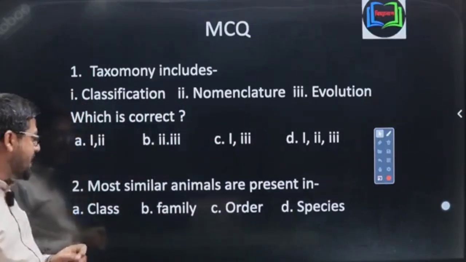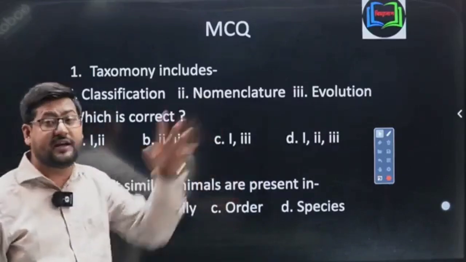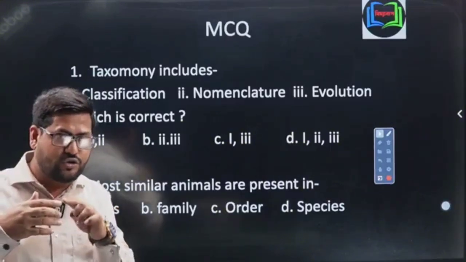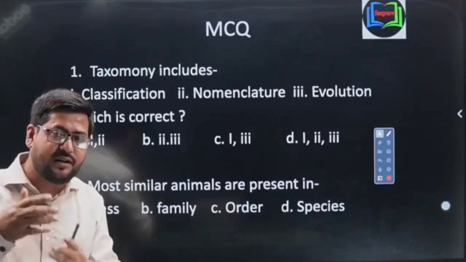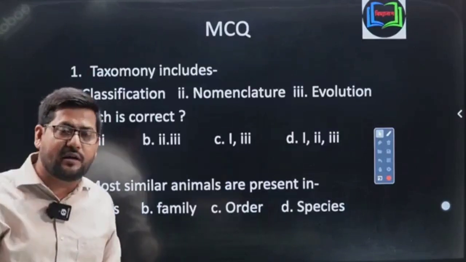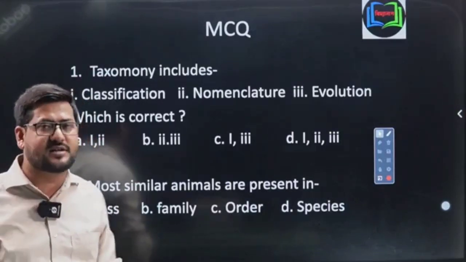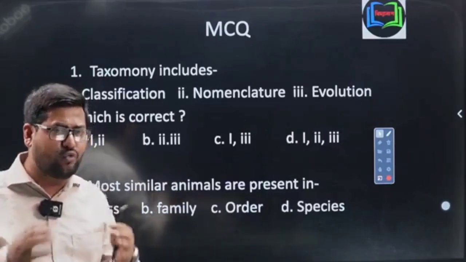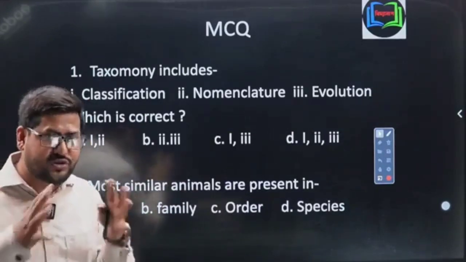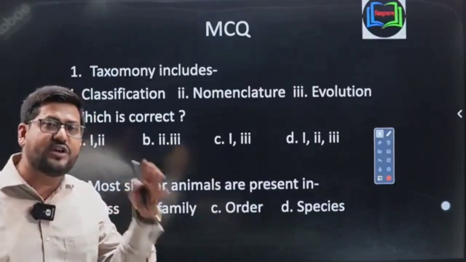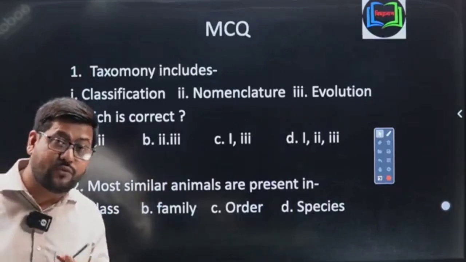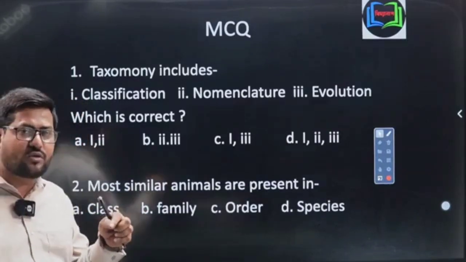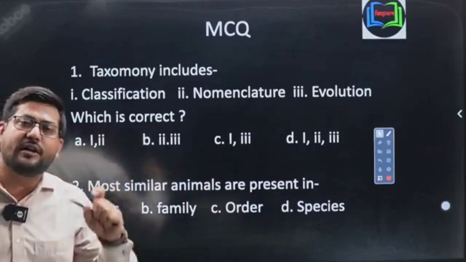So the next question from this topic is: most similar animals are present in. I have said earlier, when you categorize animals into different groups like phylum, class, order, family, genus and species, the lowest rank always contains the similar characteristics and the highest rank always contains the dissimilar characteristics, but your options will not likely be in serial order. That is why you have to make the serial first, meaning which rank comes first and which comes second, third and fourth. You have to draw this line first, and then you can say the lowest one contains similar characteristics, the first one contains the dissimilar characteristics.